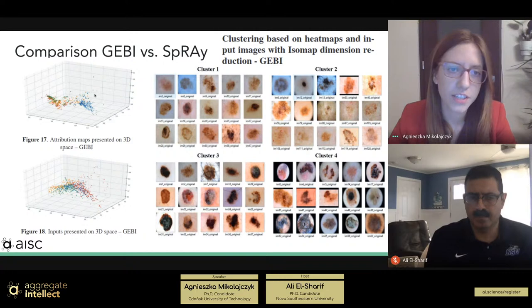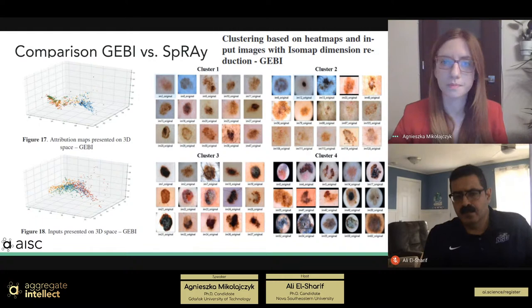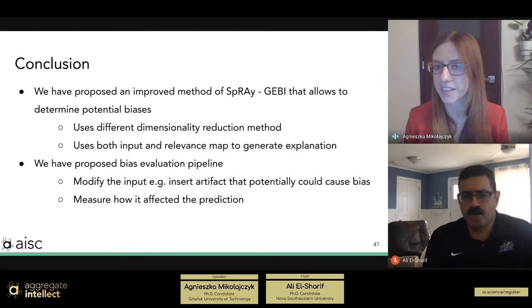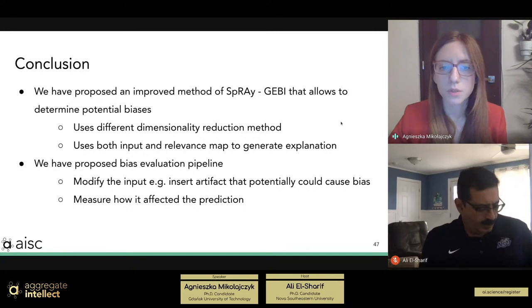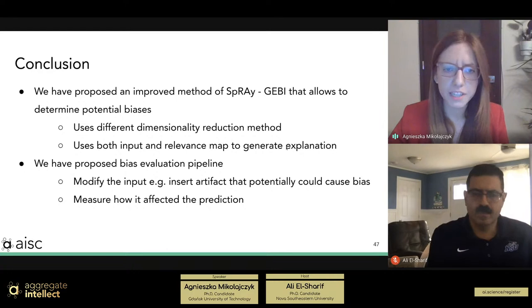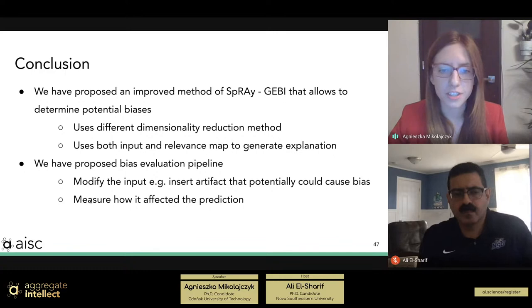And also in the case of attribution maps, they have much better groups. So to conclude, we have proposed an improved method of SpRAy, the GEBI method, that allows us to determine potential biases in data. We use a different dimensionality reduction method, and we use both input and relevance map to generate explanation. We have proposed a bias evaluation pipeline by modifying the input, for example, inserting an artifact that potentially could cause bias, and we measured how it affected the prediction.